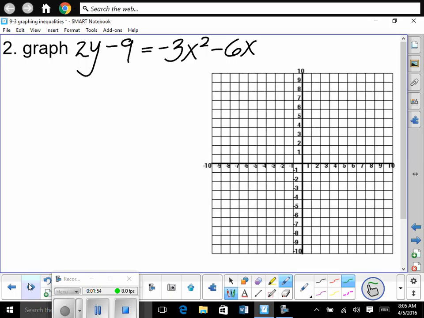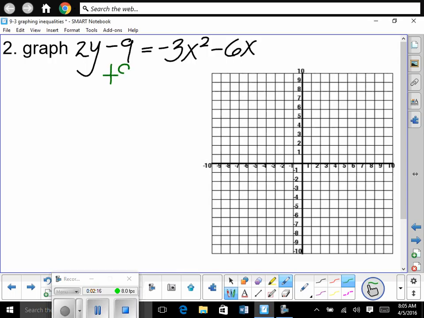Okay, so number 2. I'll let you get the problem down and then we'll go. So it's asking us once again to graph 2y minus 9 is equal to negative 3x squared minus 6x. So first of all, guys, to graph something, it needs to be in the form y equals the function. Do you all remember that? For any function, no matter what, it needs to be y equals. So we need to get our y alone. So what's our first step?